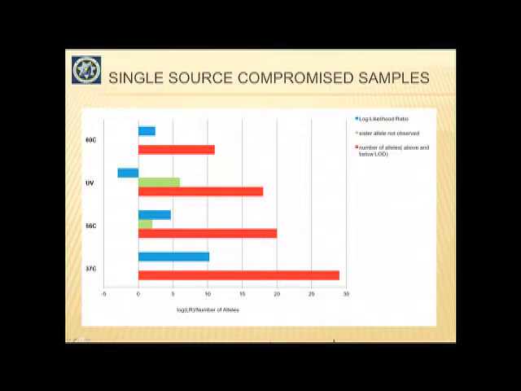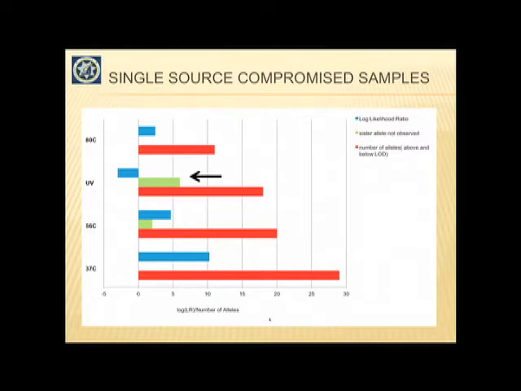Now, what is being plotted in blue is the log likelihood ratio. In green is the sister allele not observed, and in red is the number of alleles observed in that single source sample, both above and below the limit of detection or our analytical threshold. And what I'd like you to notice is that the log likelihood ratio in blue tracks pretty well with the number of alleles observed for that sample, as you would expect.